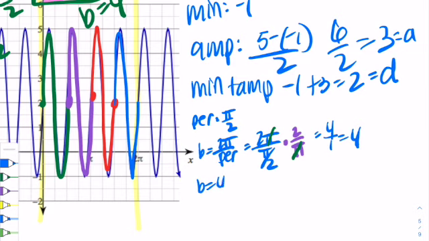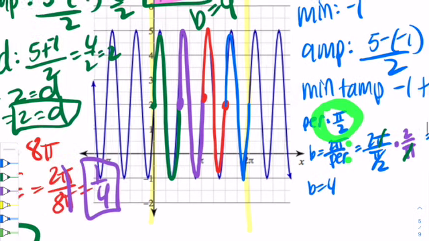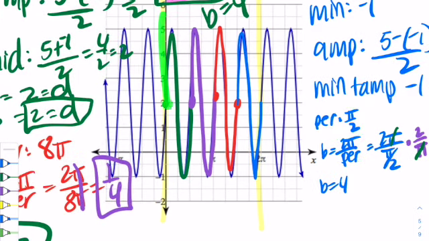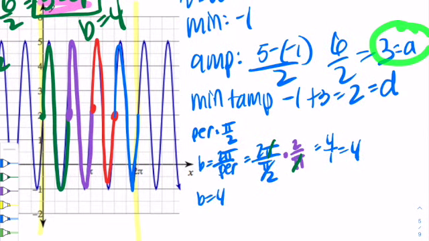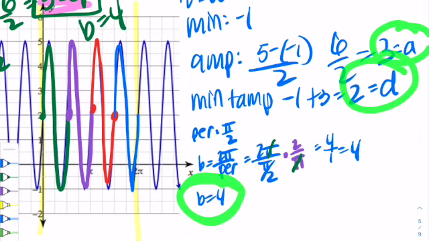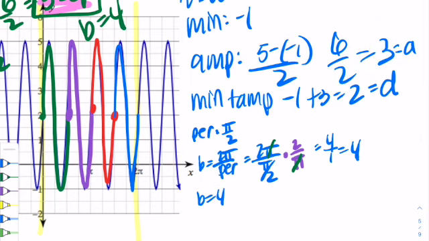So our B value is 4, either because we took the period and did 2 pi divided by the period to get to 4, or you can see that there are 4 cycles that happen between 0 and 2 pi. Okay? So whichever way you want to get there is fine, but those are both of the ways. So now we have the amplitude, which is A, the midline, which is D, and the B value, which is how many cycles happen between 0 and 2 pi.